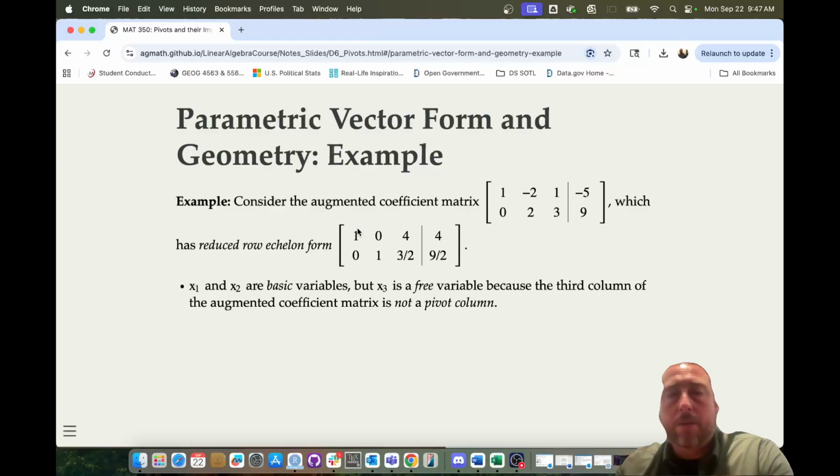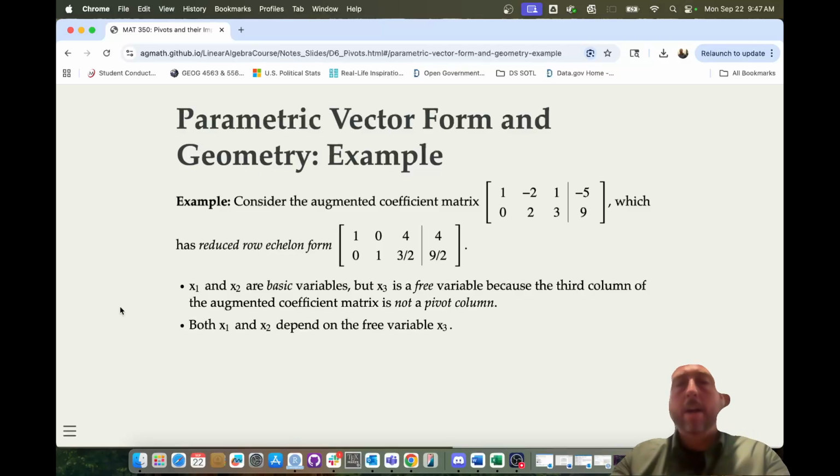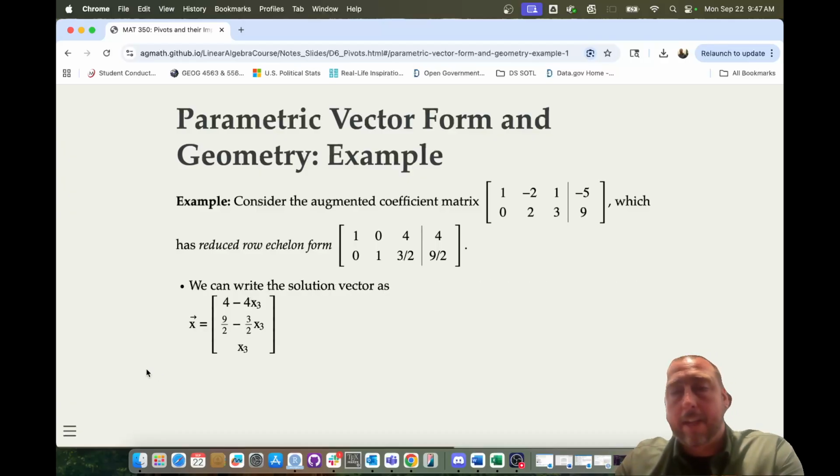We can see that x1 and x2 are basic variables because they correspond to our pivot columns. x3 is a free variable because it's got no pivot in that column. The values of x1 and x2 both depend on the value that free variable takes on. And so what we can see here is, again, the top row of this reduced row echelon form matrix says that x1 plus 4x3 is equal to 4.